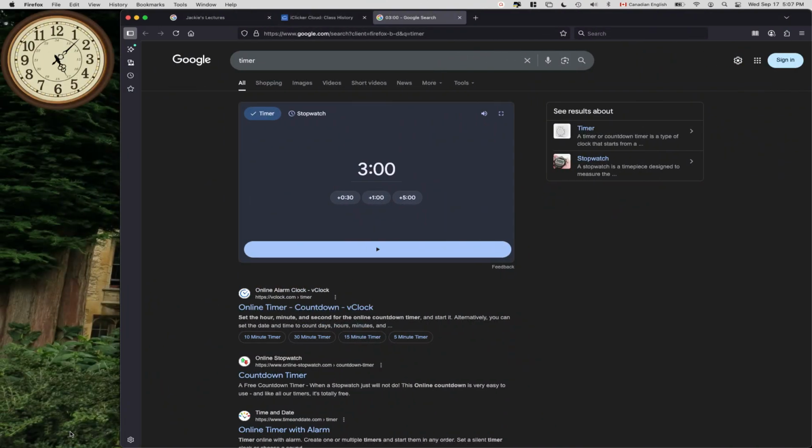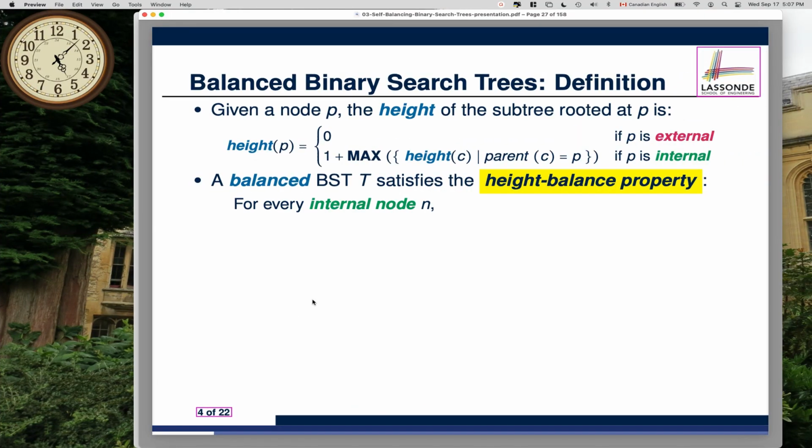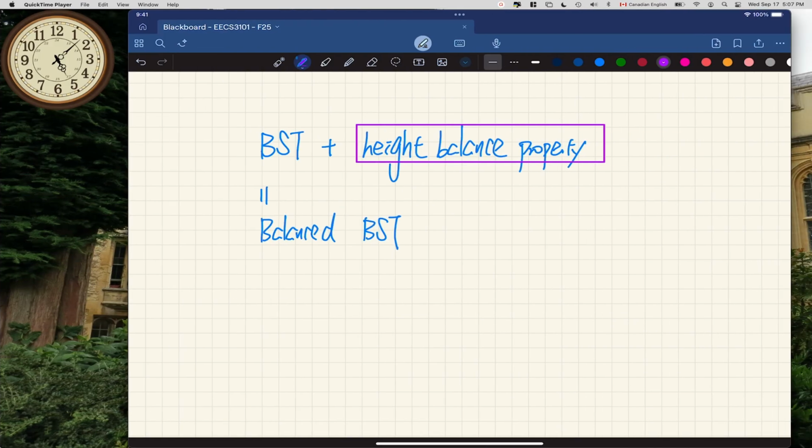That one tells us every internal node, we only consider internal nodes, we don't consider external nodes. Every internal node, the heights of their children should differ by no more than 1. I'll write it down first and then we'll see how to see that visually. The difference, for every internal node, for every n, n is internal because it has at least one child, right?